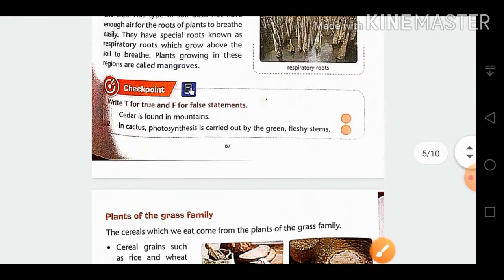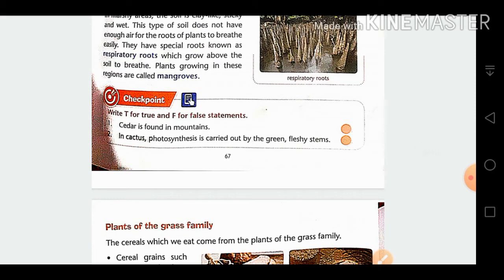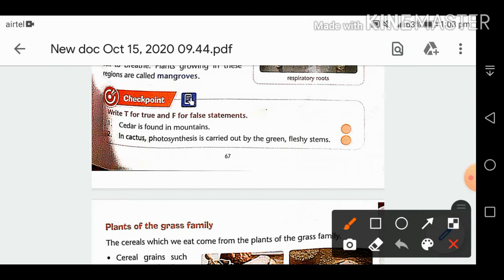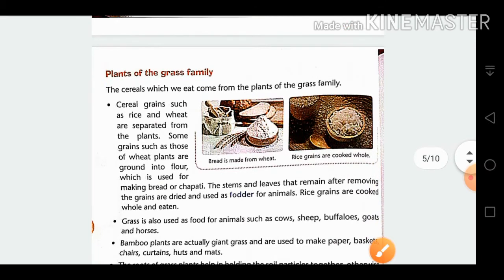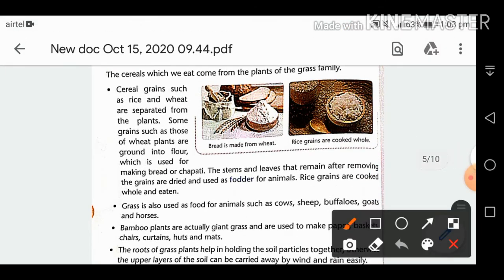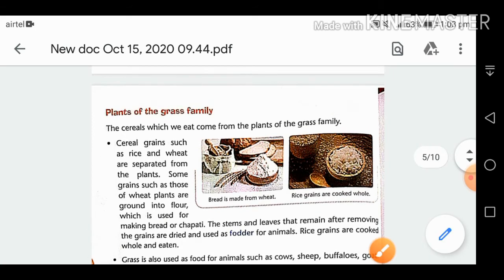Then true and false: seed is found in the mountains. Yes, it is true. In cactus, photosynthesis is carried out by the green fleshy stem. Thus, it is also true. So now, plants of the grass family. This is a very important topic for you.